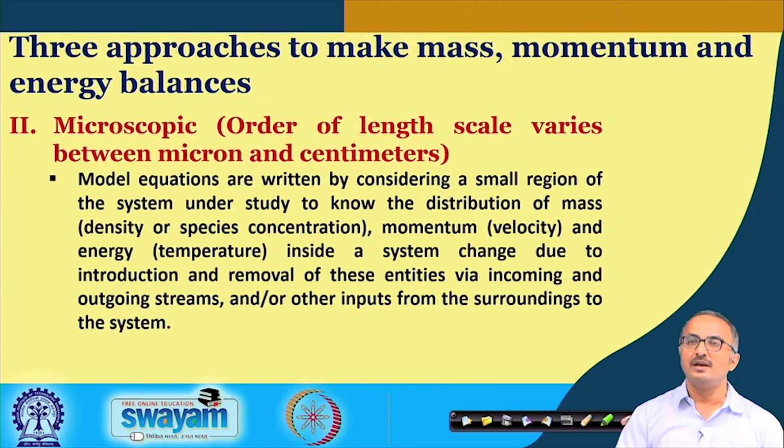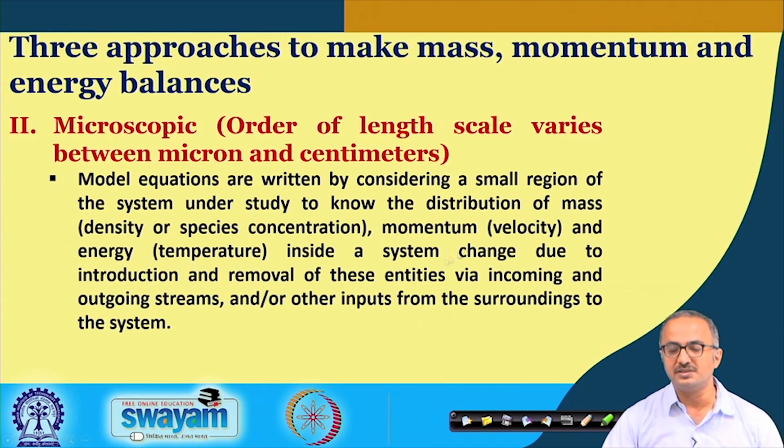Next we come to a lower scale, and when we go to a lower scale, it means the system size becomes a bit smaller, or rather we consider a system size which is smaller than what we considered for the macroscopic scale, and in this case the order is between, say, centimeters up to microns. So, in this case the model equations are written by considering a small region of the system under study to know how the mass, energy and momentum are distributed.